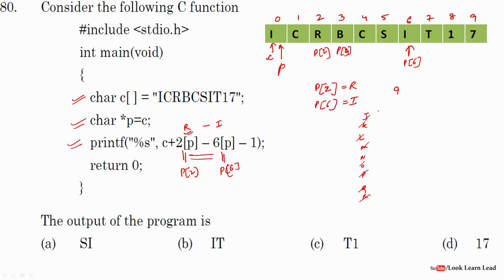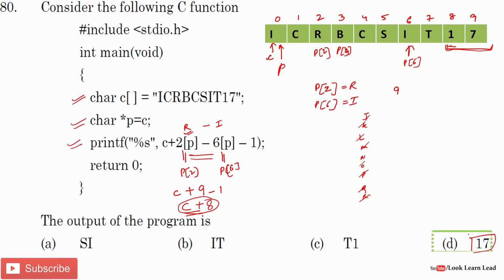Okay, so now we have C plus 9 minus 1, so we would be having C plus 8. From the start of C we have to go to 8. So C plus 8 is this, and we are printing a string. So from 8, 1 and 7 would be printed. So the answer would be D, 17.